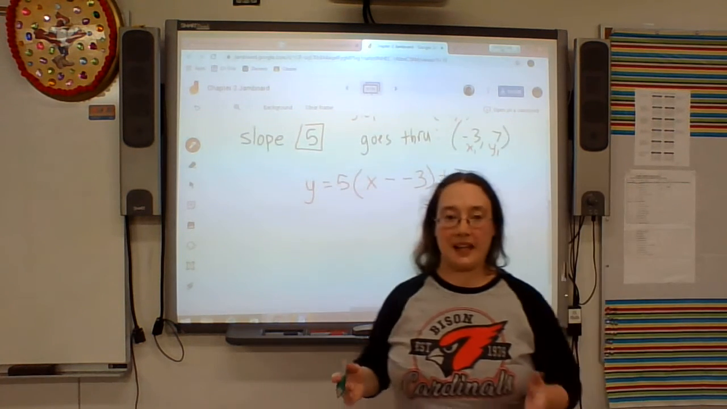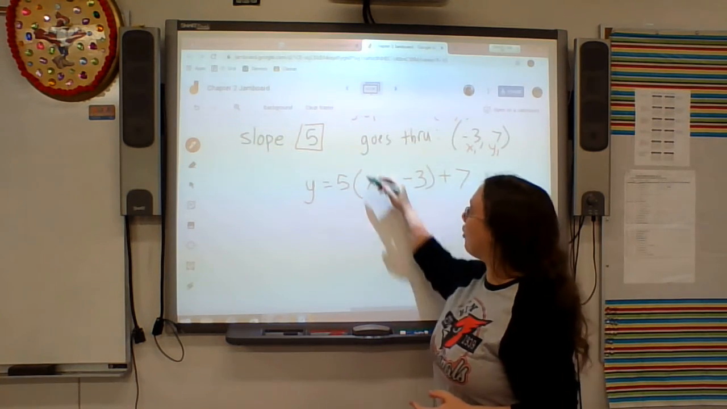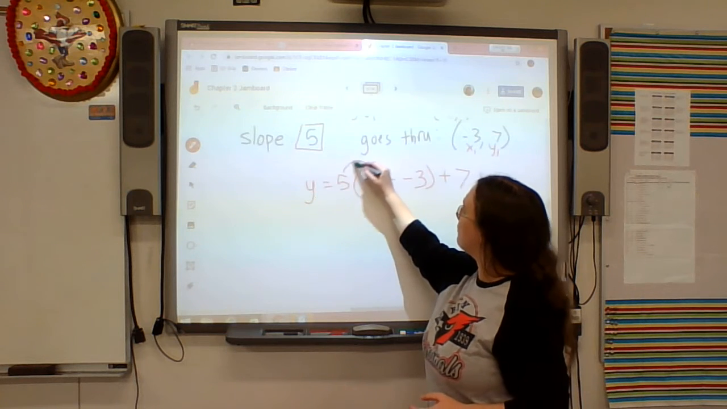And now we're just going to make it look nice. So we're going to make this look more like slope-intercept form like we're used to seeing. So we're going to distribute this 5.